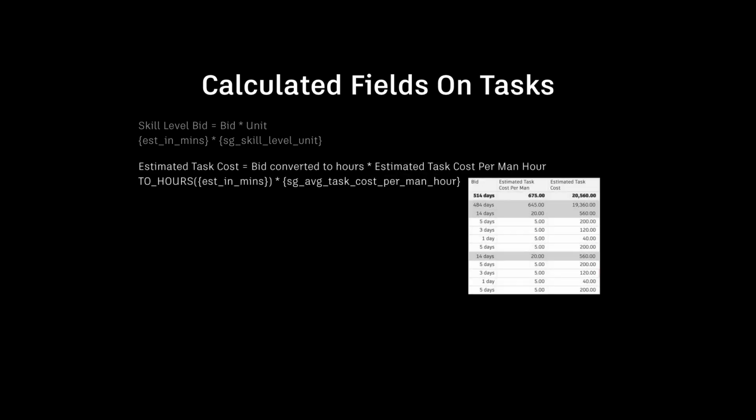So to recap the calculated fields we created on tasks, first, we created a skill level bid, which equated to the task bid multiplied by the skill level unit. This will help us measure our bids against senior, mid, and junior level artists. Then, we estimated our task cost by converting our task bids to hours, and then multiplying that by the estimated cost per man-hour, which is a currency field we already had.